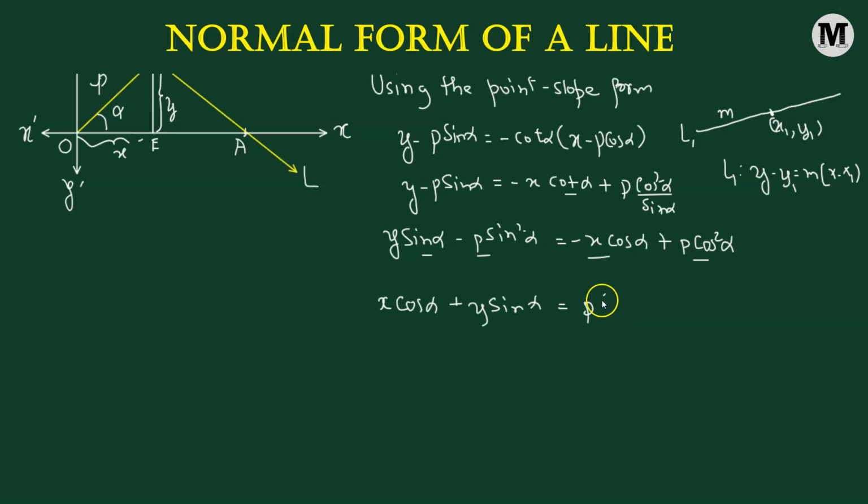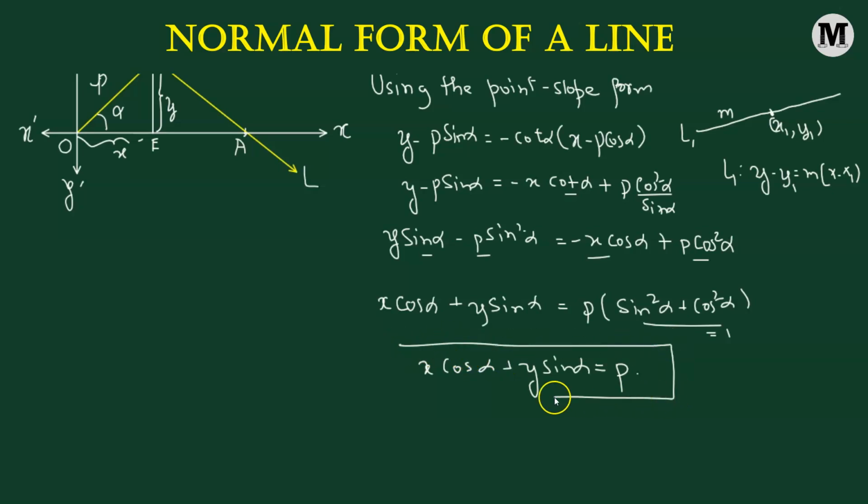So here we can take p as the common factor, which gets multiplied by sine squared alpha plus cosine squared alpha. Now that's a standard identity: sine squared alpha plus cosine squared alpha is always equal to 1. So finally we get x cosine of alpha plus y sine of alpha equals p, the perpendicular distance of the straight line from the origin.